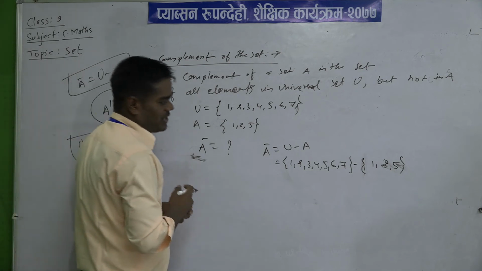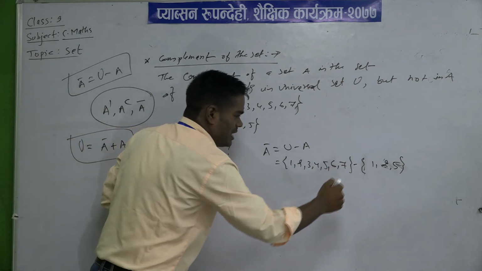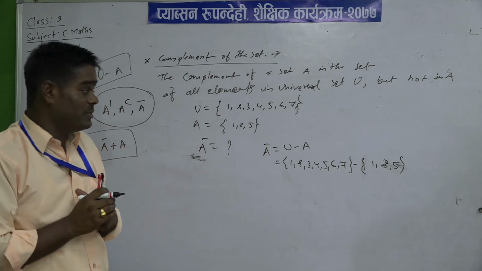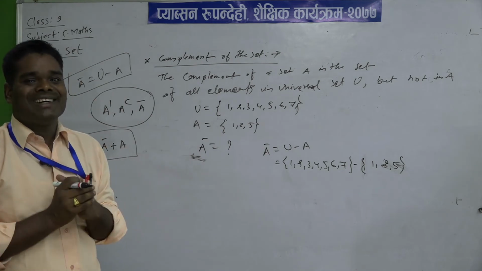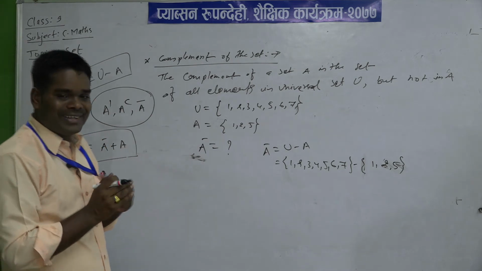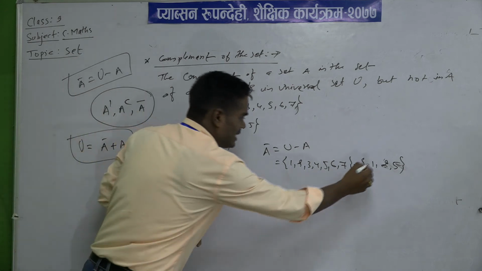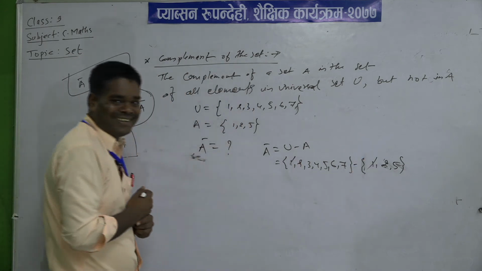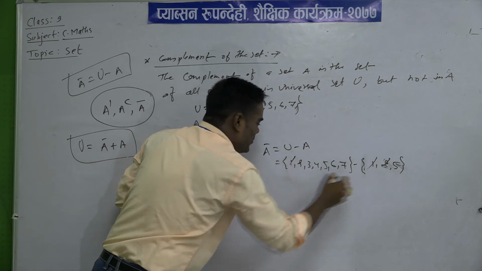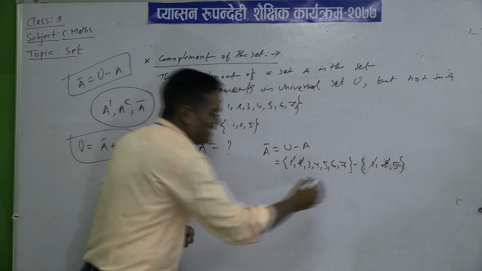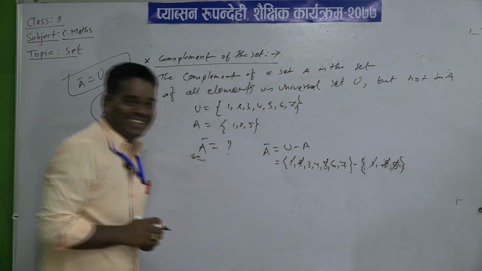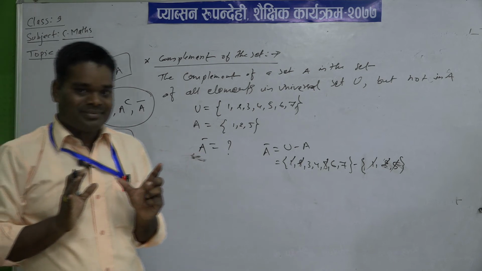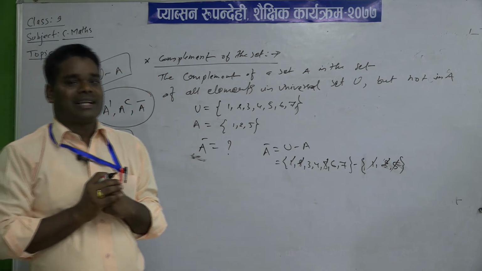First see the common elements. If there are common elements in both sets, firstly we have to cancel them. Like here, 1 is cancelled, 2 is cancelled, 5 is cancelled. Any problem? You have to understand well how the set is formed.